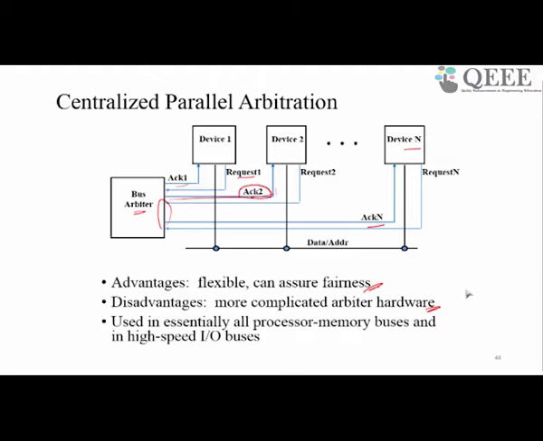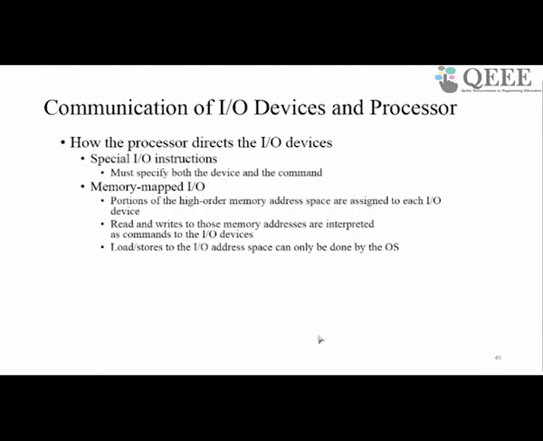The disadvantage here is that there are more signals which go in and come out of the module, so it is more complex. Okay, so that is the disadvantage. Then, communication between the IO devices and the processor. Okay, how does it happen?